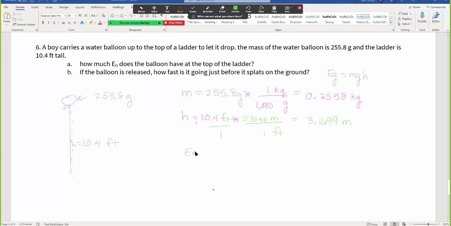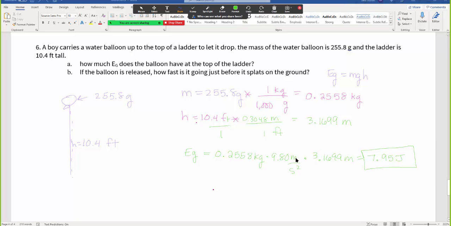The gravitational potential energy is going to be equal to the mass, 0.2558 kilograms, times gravity, 9.80 meters per second squared, times the height, which is 3.1699 meters. When I plug that all into the calculator, I get 7.95 joules. Okay, so the gravitational potential energy at the top is 7.95 joules.